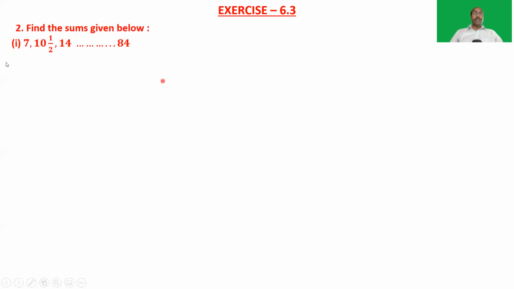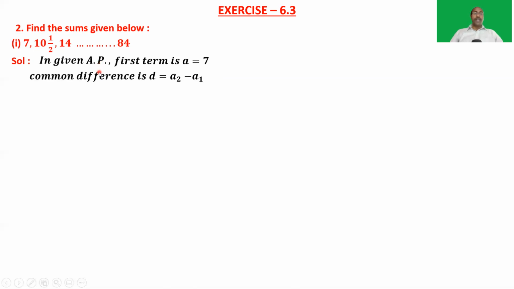Okay, as we can see, the common difference throughout the sequence is the same. The given progression is an arithmetic progression. Now the first term of the given progression is a equal to 7, and the common difference d is equal to a2 minus a1, that is 10.5 minus 7, which is equal to 3.5, and is equal to 7 by 2.